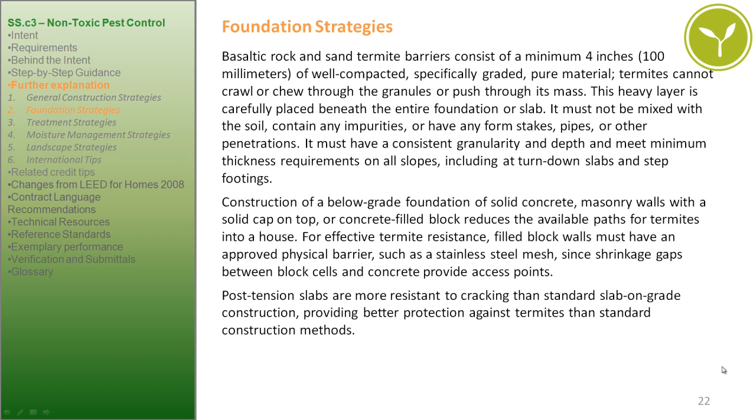For effective termite resistance, filled block walls must have an approved physical barrier, such as a stainless steel mesh, since shrinkage gaps between block cells and concrete provide access points. Post-tension slabs are more resistant to cracking than standard slab-on-grade construction, providing better protection against termites than standard construction methods.